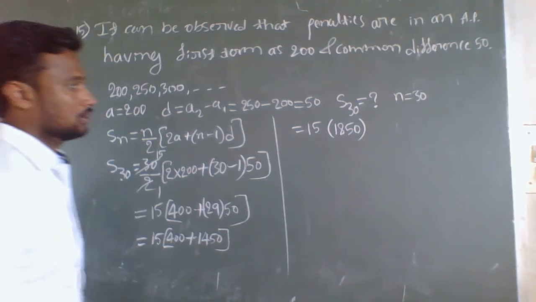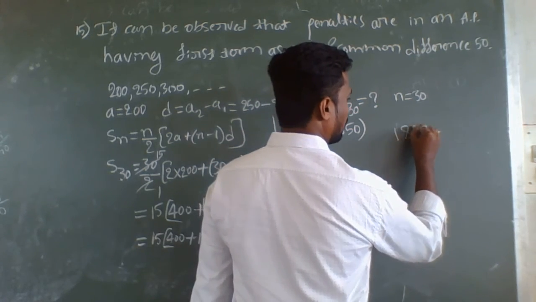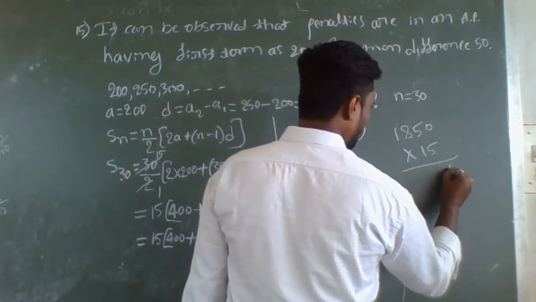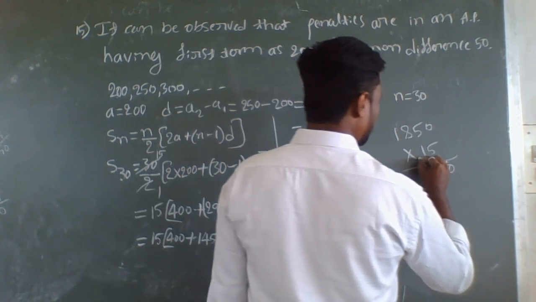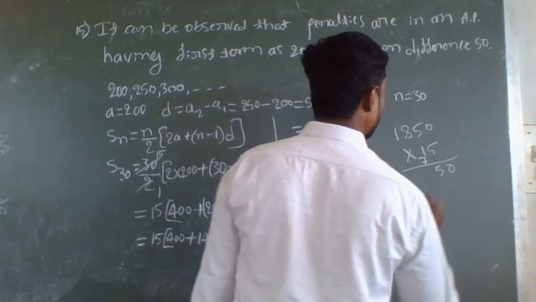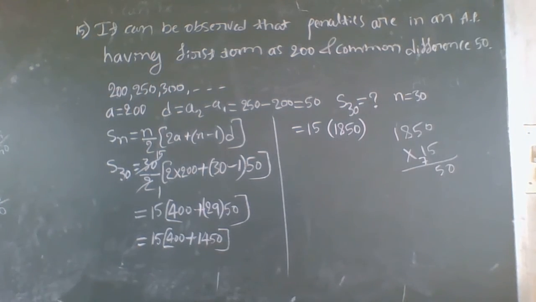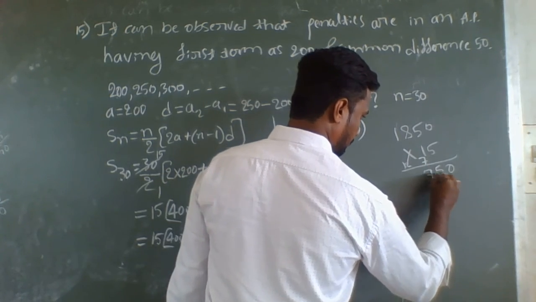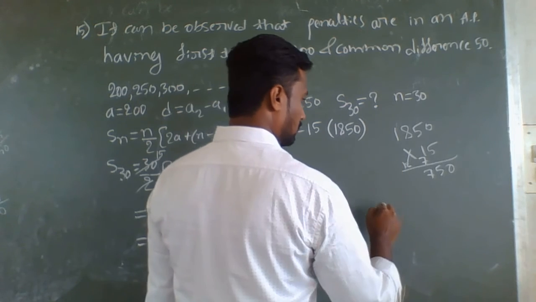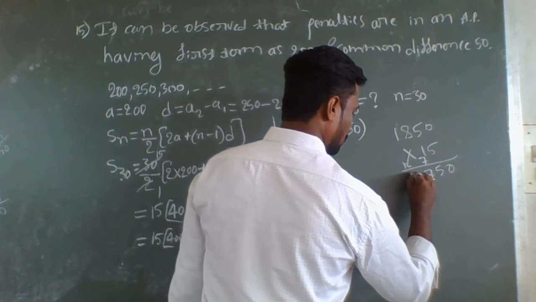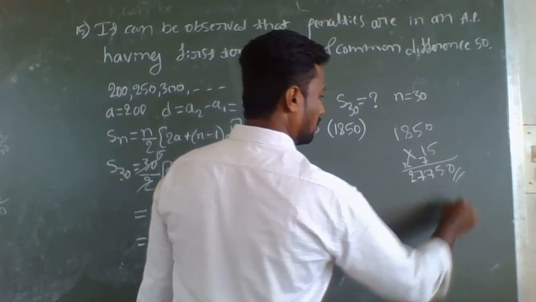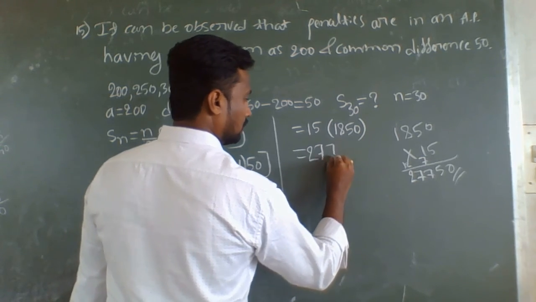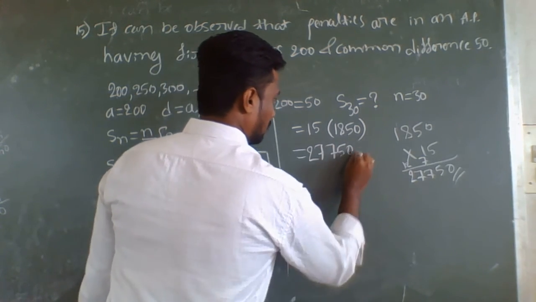So now 1850 into 15, what is the value we will get? 15 into 0 is 0. 15 into 5 is 75. 15 into 8 is 120. Therefore 120 plus 7 means 127. And 15 into 1 is 15, plus 12 means 27. 27,750 is the answer. This is the final answer.